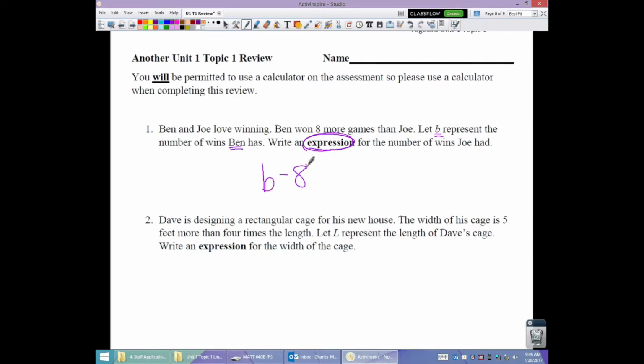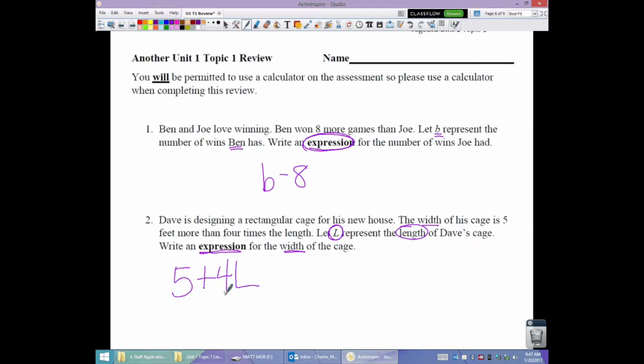Right. Dave is designing a rectangular cage for his new house. The width is 5 more than 4 times the length. And our let statement here, L stands for length. So I know I'm going to use L in my expression. And again, it is an expression for width. So how big is the width? Well, it's 5 more than, so 5 plus 4 times the length, 4L.